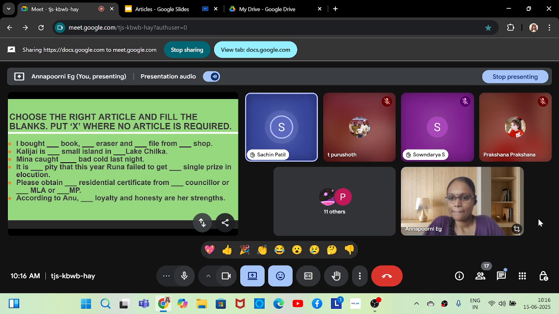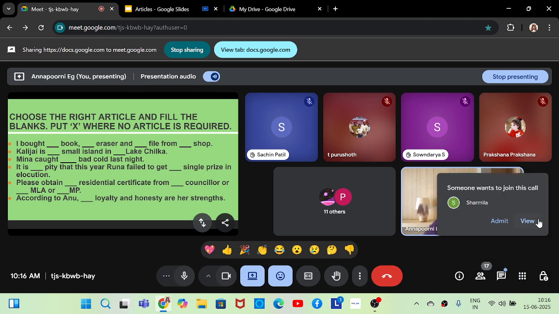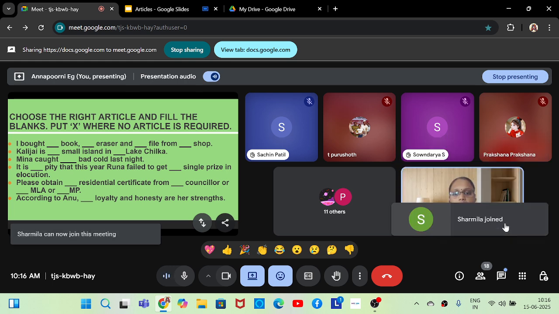I bought a book, an eraser, and a file from the shop. Excellent. Very good. Maybe you can also say, I bought a book, an eraser, and a file from a shop. That is also sometimes okay, because if you don't know the name of the shop, or if it is a completely new shop, then you can say from a shop. So that is also acceptable.